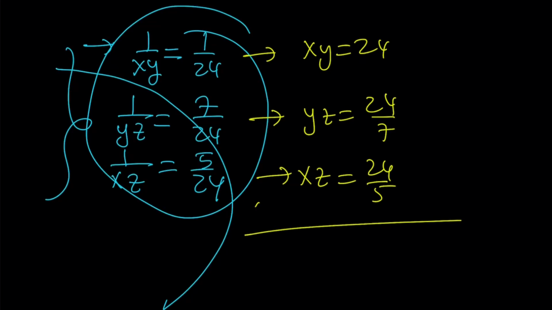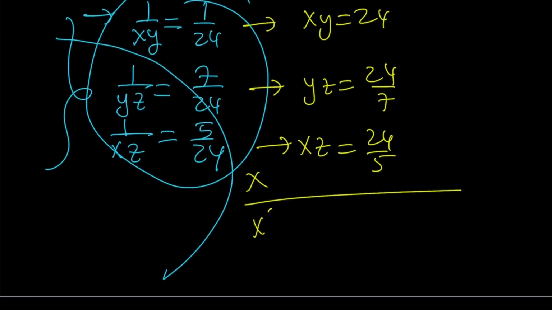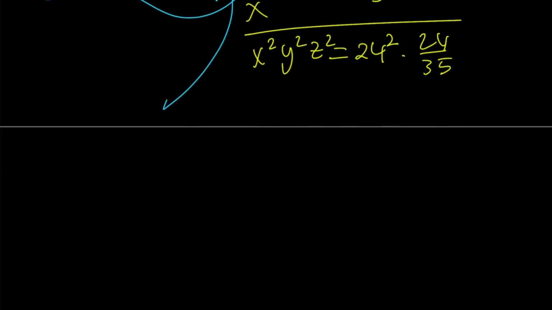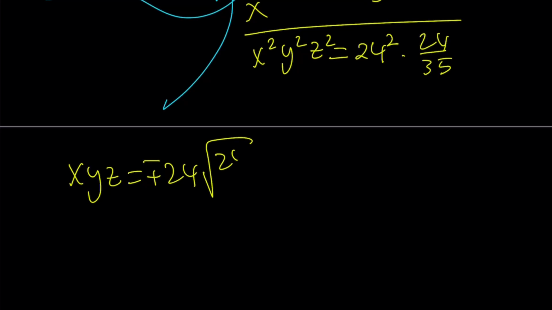If you multiply these equations together, you're going to get x squared y squared z squared equals, this is not going to be a very small number, so let me write it like this: 24 squared multiplied by 24 over 35. So this is the critical part. When you take the square root, you're going to get the square root of 24 squared, which is 24, with a plus minus sign. And then the rest is just going to be under the radical.